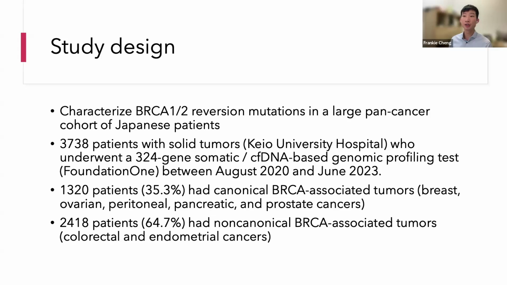There are 3,738 patients recruited. These patients have solid tumors in the Keio University Hospital, and they underwent 324 genes, either somatic tissue or liquid-based genomic profiling tests between a period of around 3 years. A significant proportion of the patients had canonical BRCA-associated tumors, namely breast, tuboovarian, peritoneal, pancreatic, and prostate cancer. And a larger proportion had non-canonical BRCA-associated tumors, like colorectal or endometrial cancers.